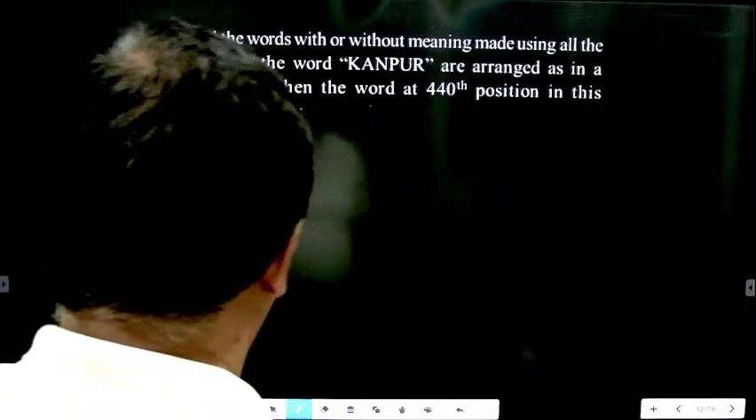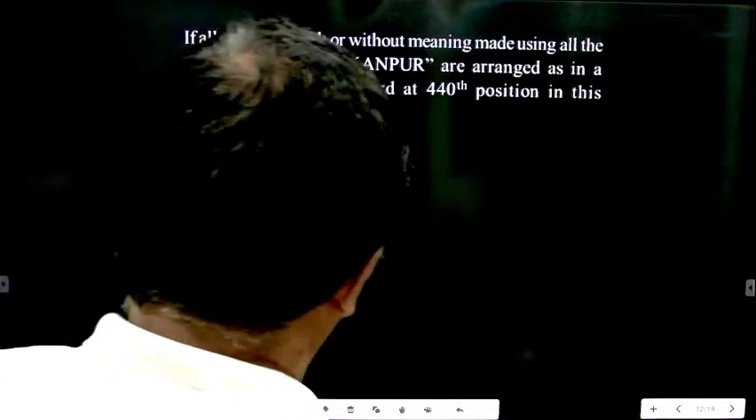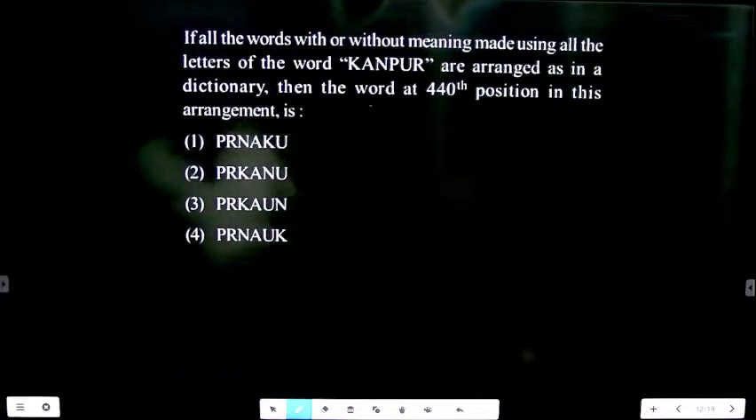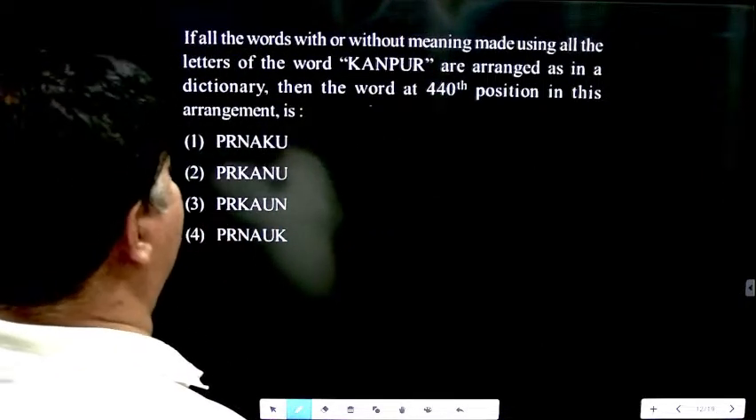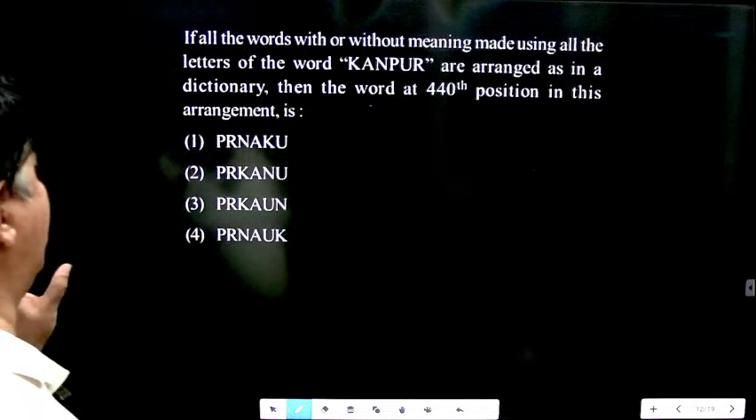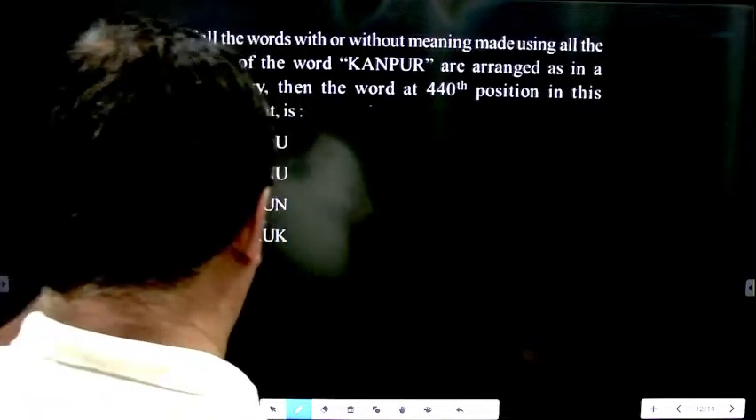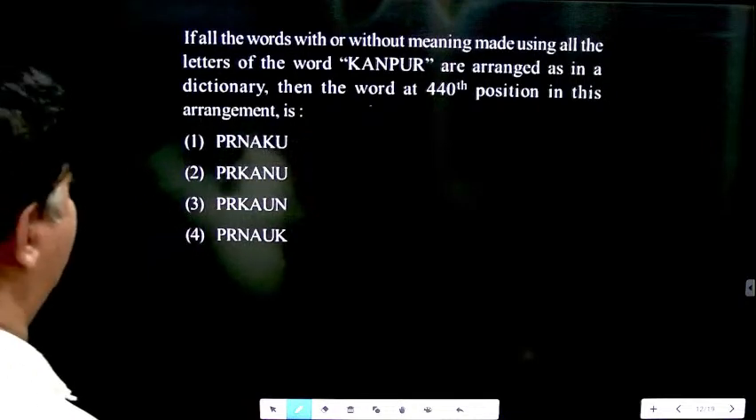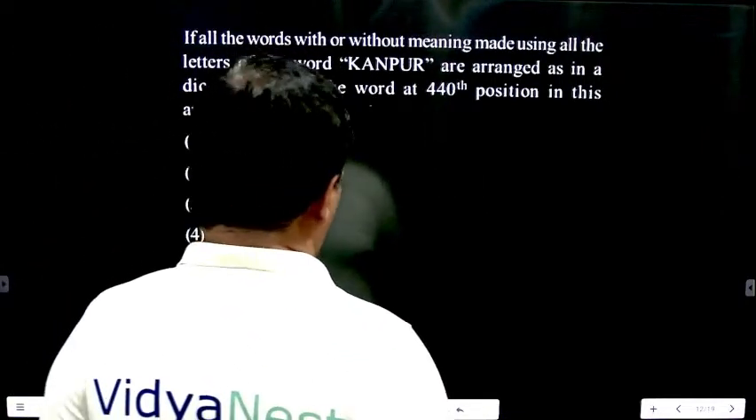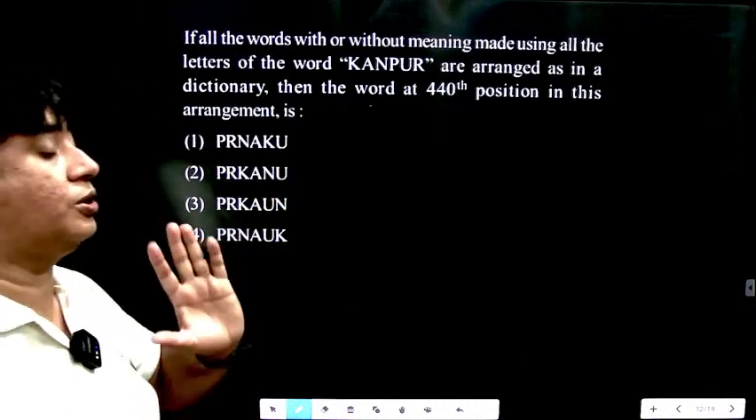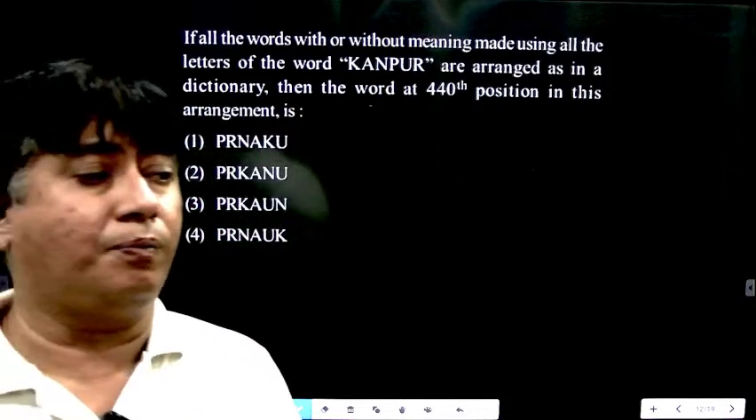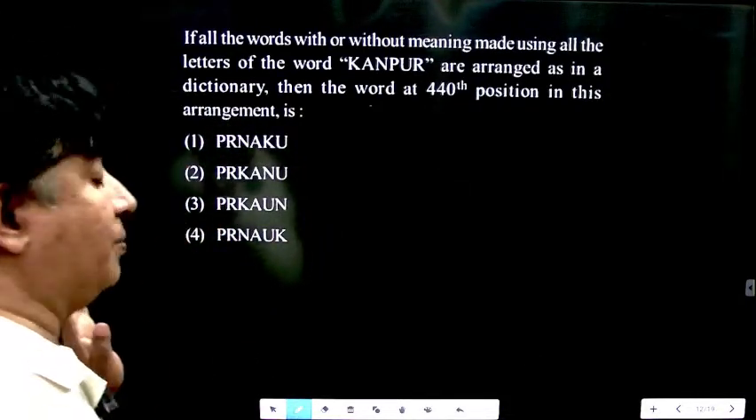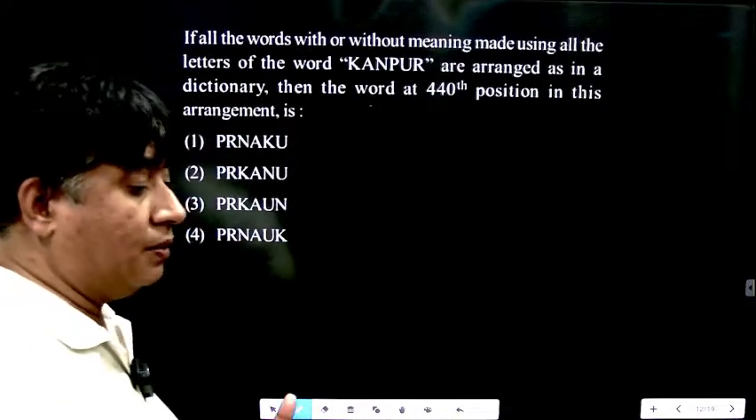See, if all words with or without meaning made using all the letters of the word Kanpur are arranged as in a dictionary, then find the word at the 440th position in the arrangement. The dictionary problem. Here we can use a shortcut method, but if I use the shortcut method now, hardly can you comprehend the brilliancy of this sum. So I will do it with the conventional method.